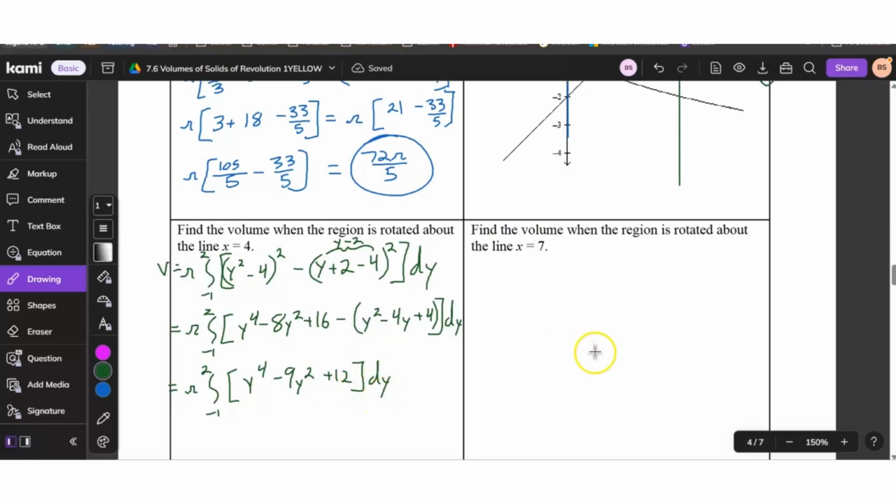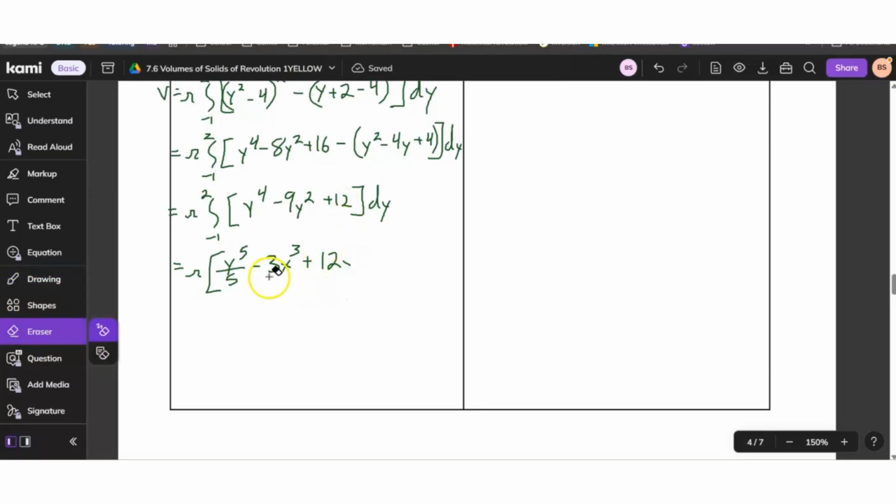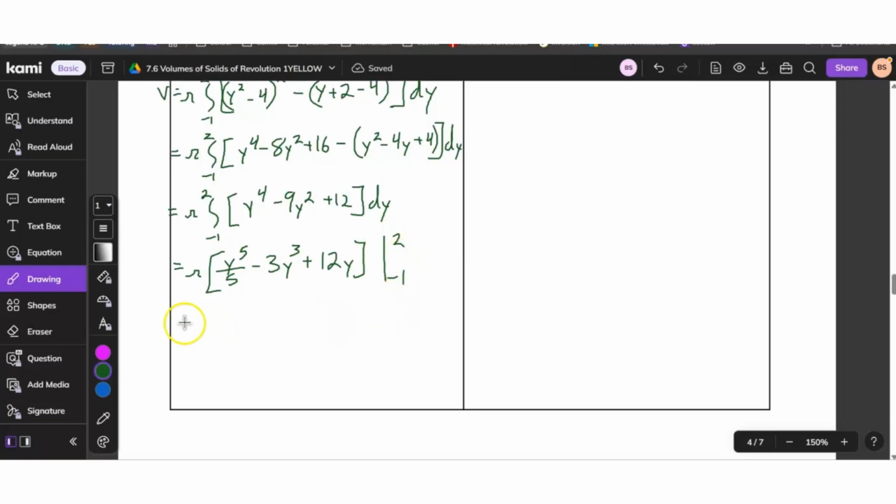So now can I integrate that now that I've got everything combined? Absolutely. And this is going to be, once again, y to the 5th over 5 minus 9y cubed over 3, which is the same as 3y cubed. And then 12x, oops, I wrote x. Should have been y, my bad. Because we're doing it this time dy, right? So we've got to use y as our variable. And we evaluate it from 2 to negative 1.